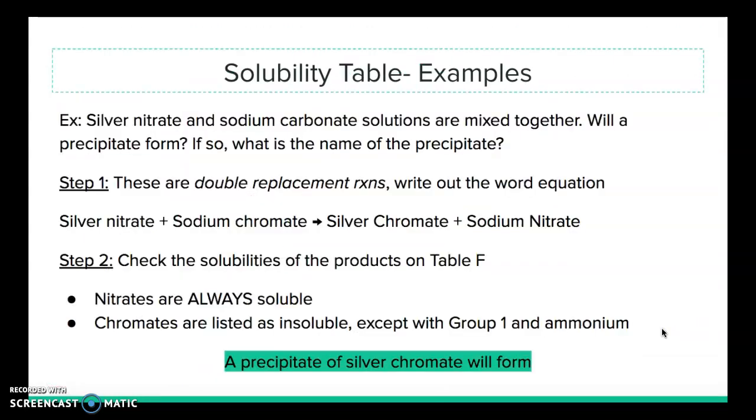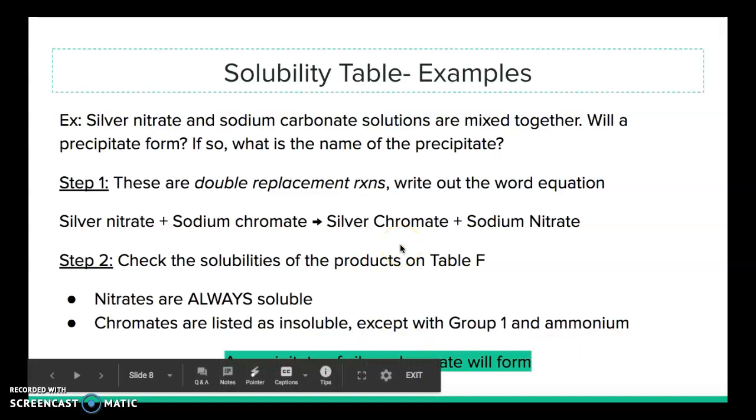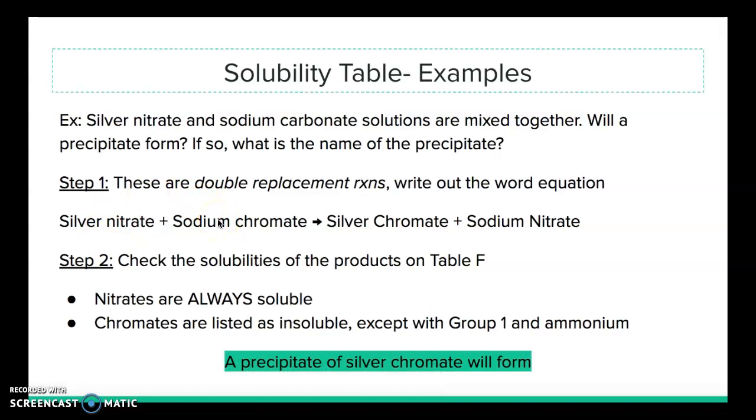Silver nitrate and sodium carbonate solutions are mixed together. Will a precipitate form? If so, what is the name of the precipitate? So when we're looking at these, we have two ionic compounds adding together. So this is a double replacement reaction. If we don't remember these, go back to our reactions unit. So we can write this out in word form. You don't need to use the formulas. So silver nitrate and sodium chromate add together, and in our double replacement reaction, we get A and D, so we get silver chromate. And then we get C and B, so we get sodium nitrate.